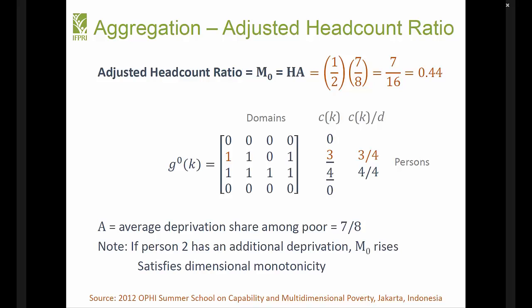So this measure, the adjusted headcount, M0, satisfies dimensional monotonicity, and that's why we like this one. This is what we use.